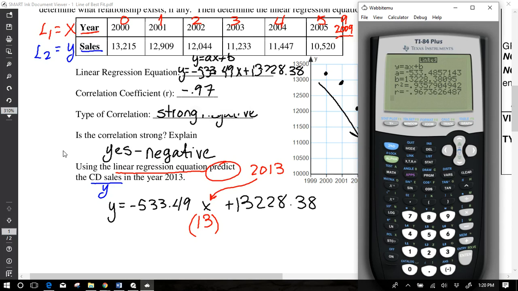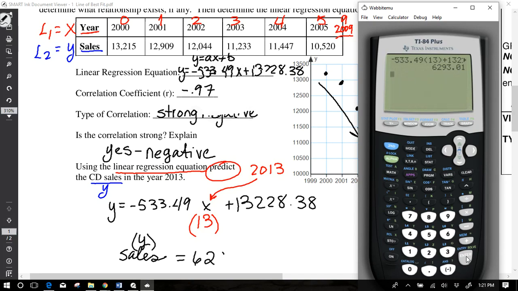So what I'm ready to do now is just type this directly into my calculator. So let's type, I've typed it all in exactly the way that I wrote it, hit enter, and now I have my answer. The answer, what would the sales be in the year 2013? Sales, or the Y values, are going to equal $6,293.01. And that's my final answer.